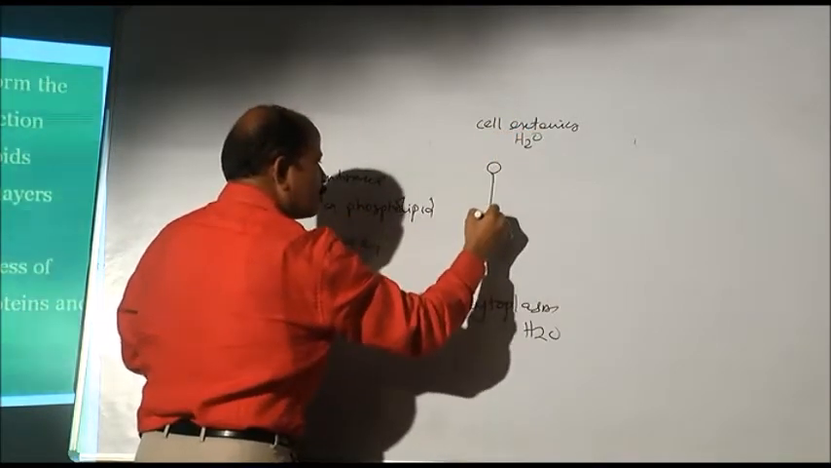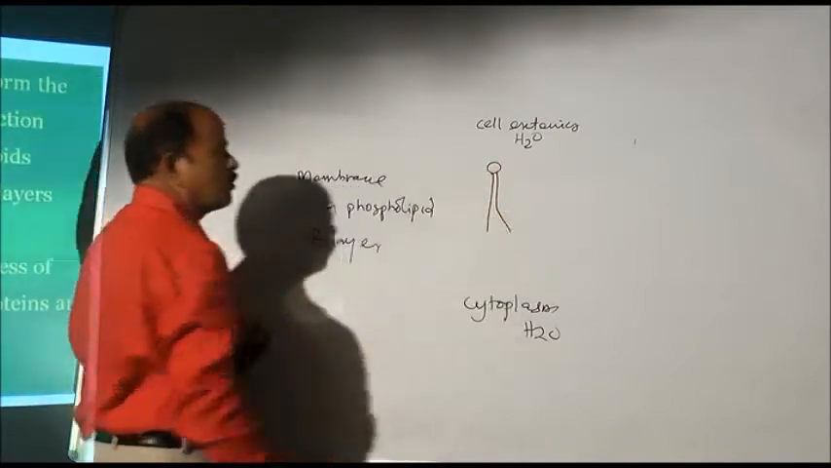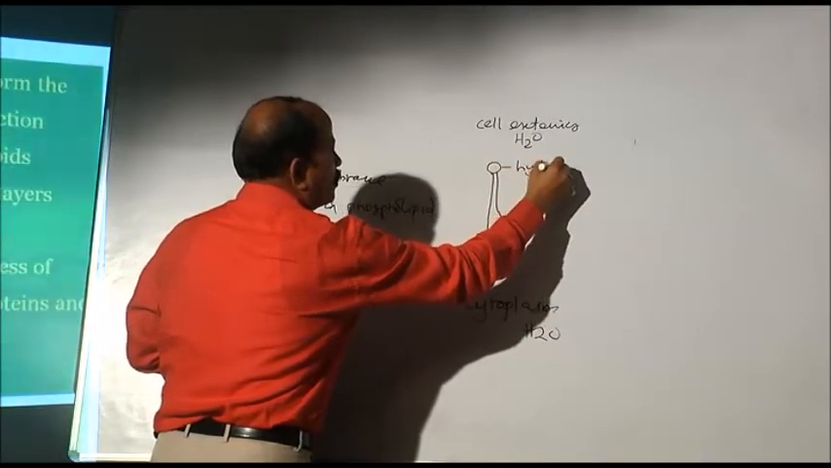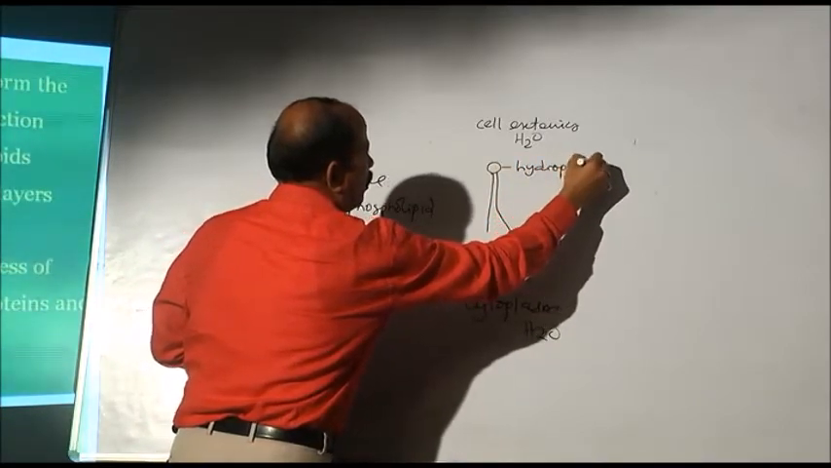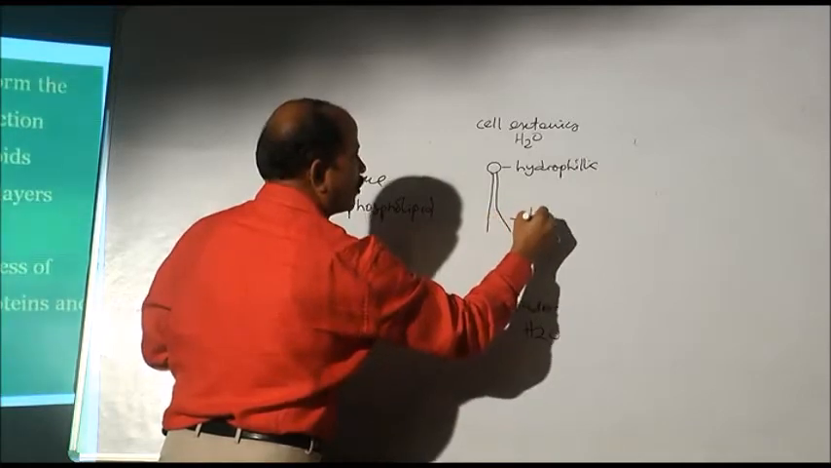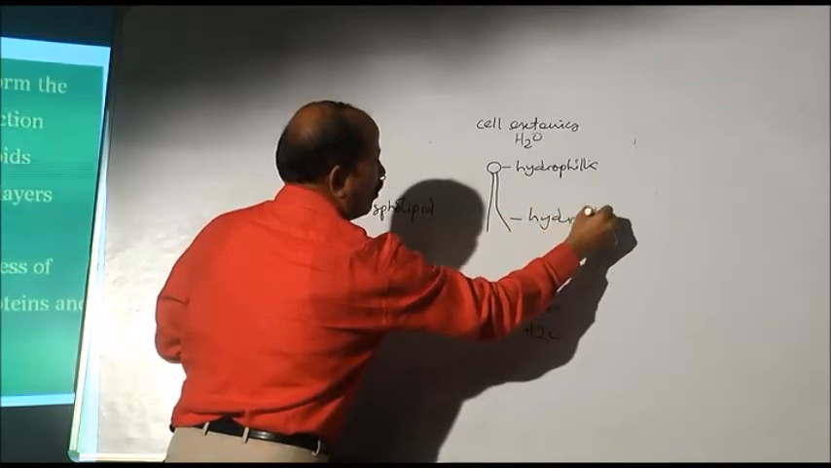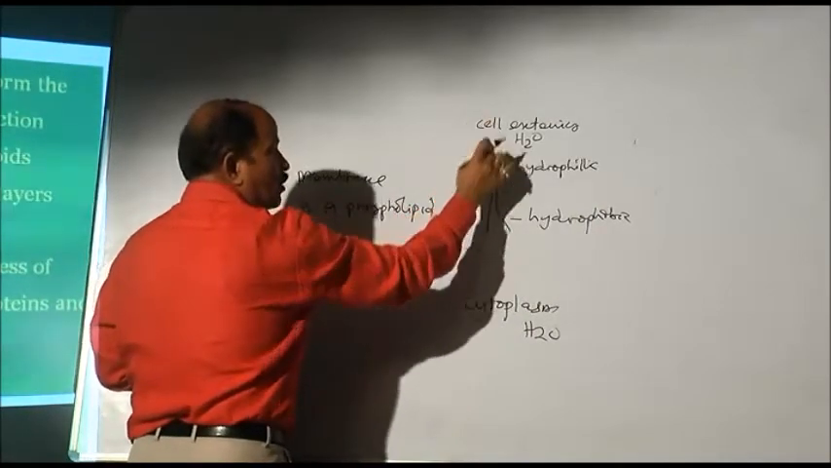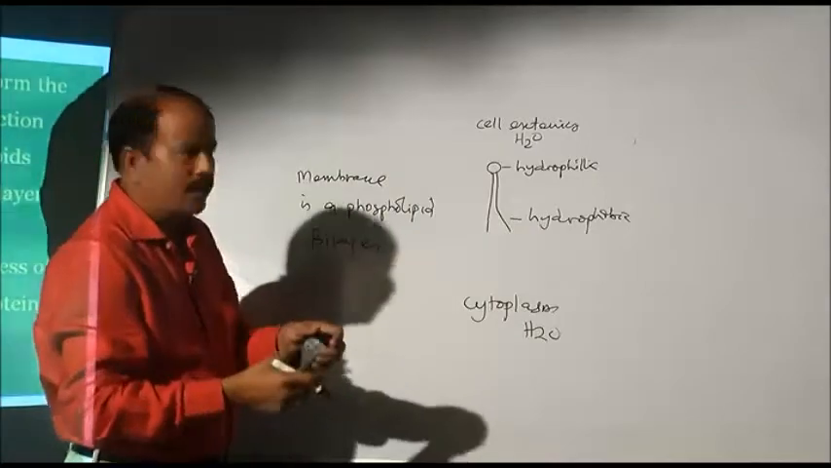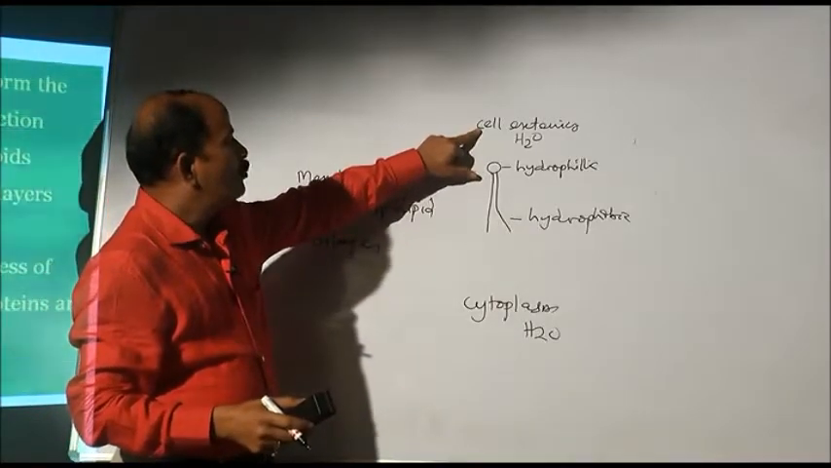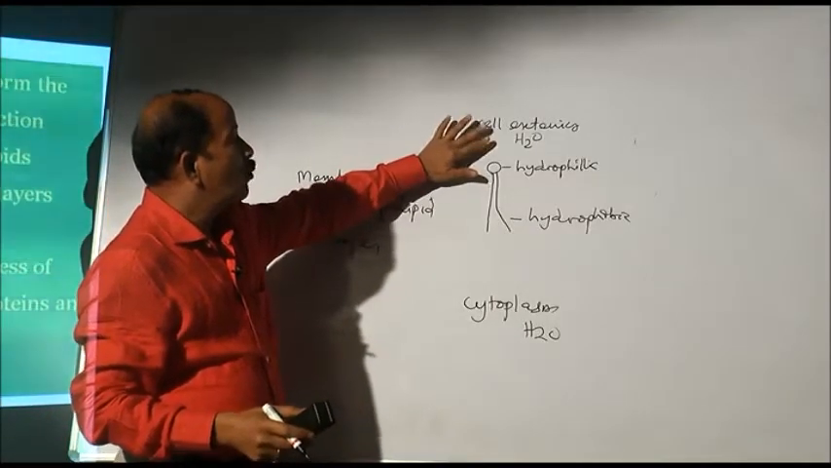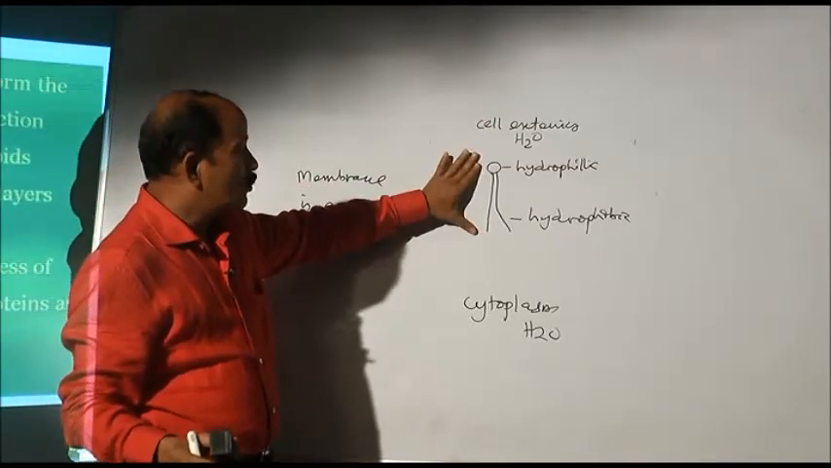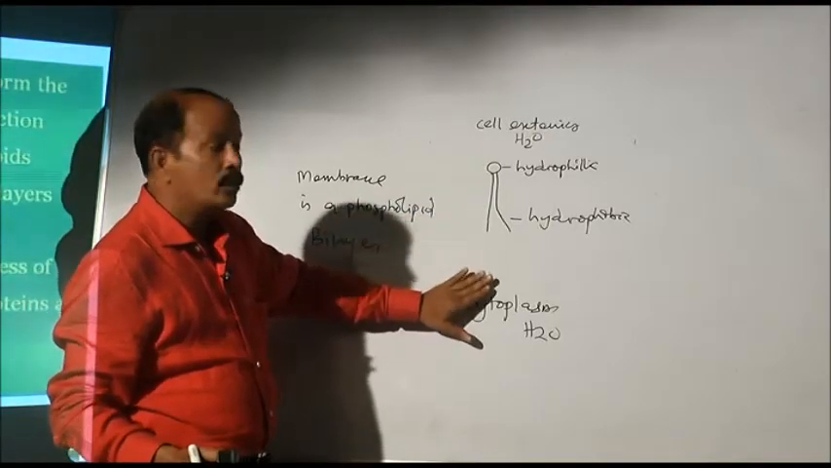Can this exist as a monolayer? No, because this is hydrophilic, this is hydrophilic and this is hydrophobic, water hating. So this side is water, this side is water. So this is possible. Thermodynamically this hydrophilic head can be miscible or in contact with the water present in the exterior, but this hydrophobic tail, in case of a monolayer, this is not possible.